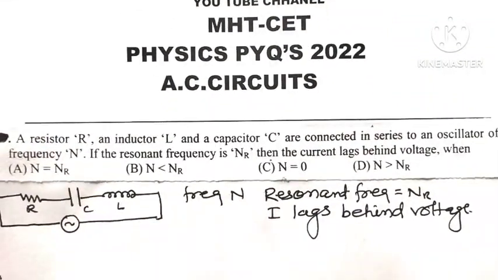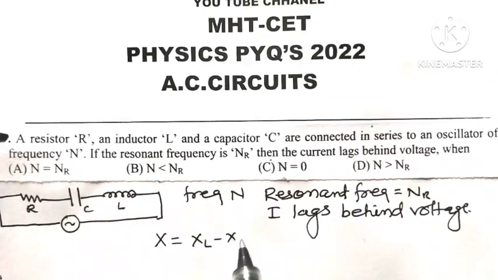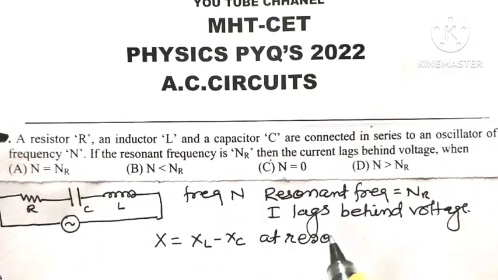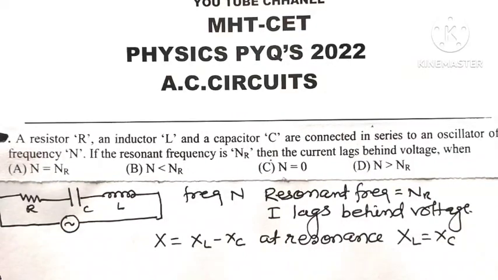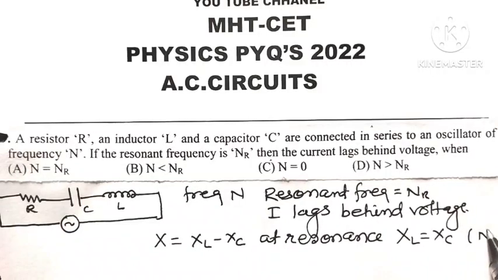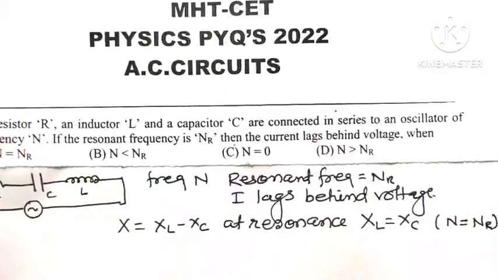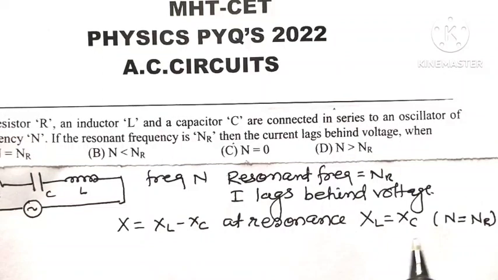We know that the reactance of the circuit X is equal to XL minus XC. And what happens at resonance? At resonance, XL must be equal to XC. It means when the frequency N is equal to the resonant frequency N_R, we have the condition XL equal to XC.